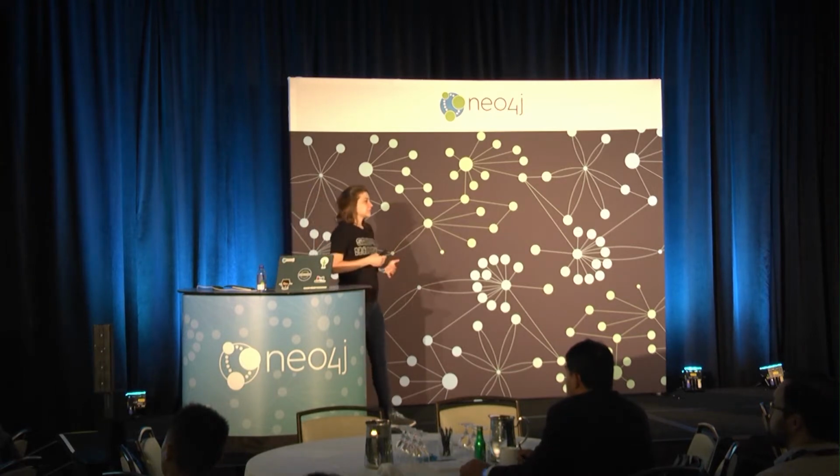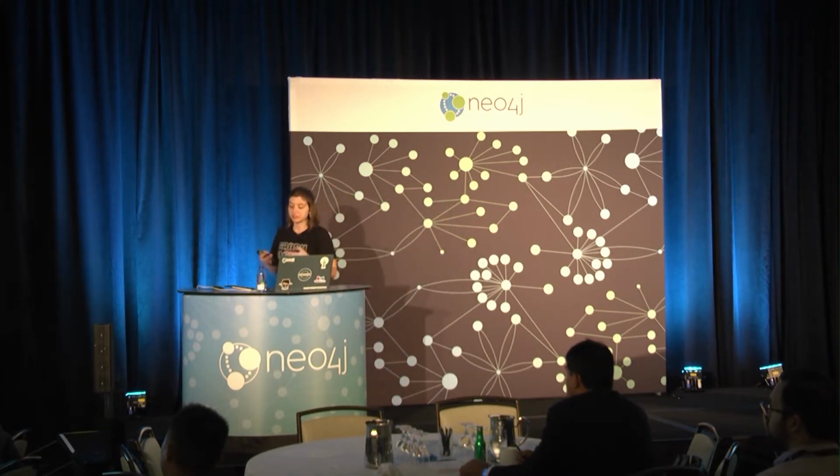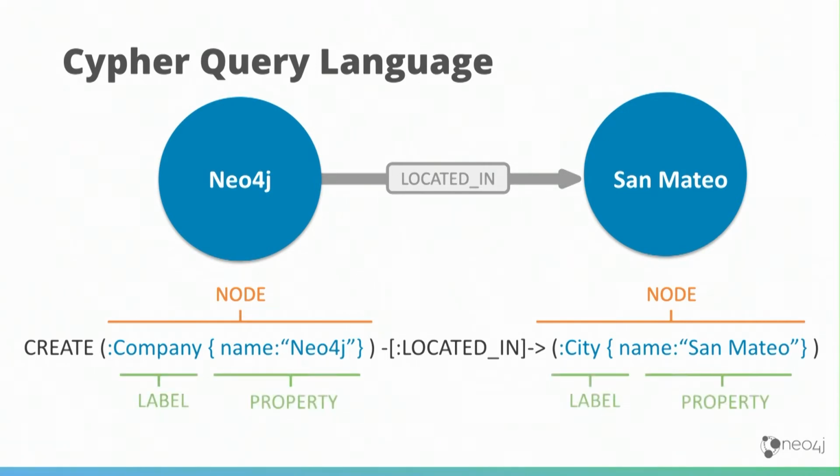So Cypher is the way that we put data in and take data out of Neo4j, typically. And so how do we construct a Cypher query? If we wanted to create this information in the database, this Neo4j is located in San Mateo, we would start with this statement here. We have a create keyword that's basically like an insert. And then we need to create 2 nodes. We need to create our Neo4j node. We need to create our San Mateo node. And so our Neo4j node is a type company with a particular name property.